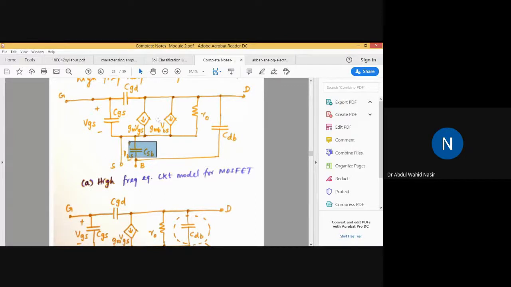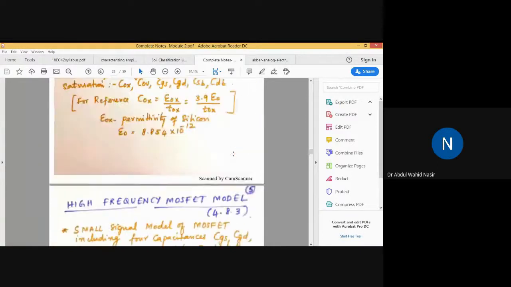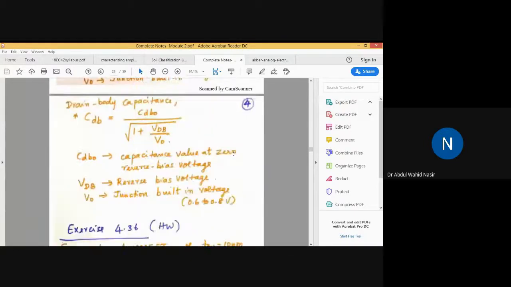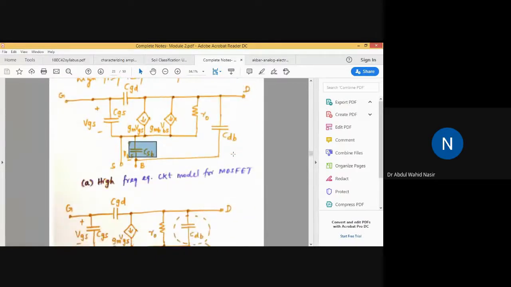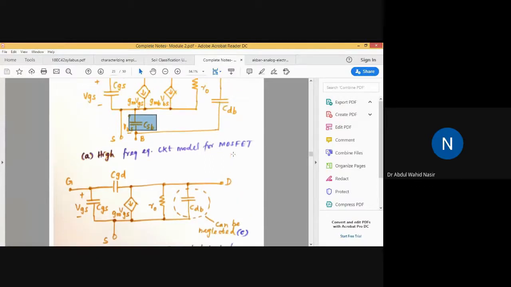Clear. Now here, in modifying this high frequency equivalent circuit model for MOSFET, we are only using CGD, CGS, CSB, and CDB. Actually we have studied 5 capacitances, but we are using only 4. You should be paying attention to that. Now if we further remove one, we will have only three capacitances.